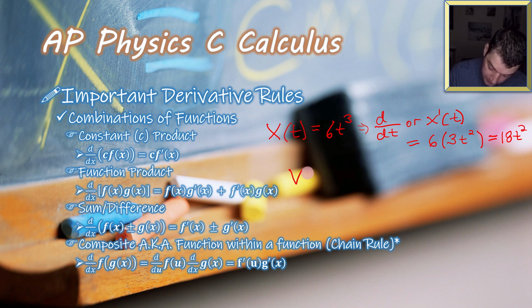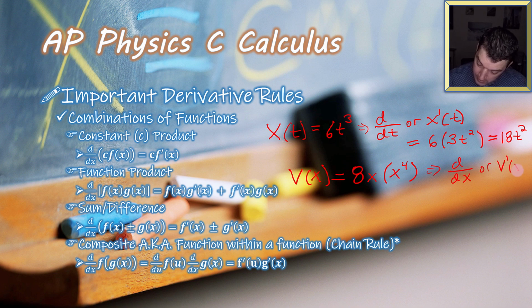Next, let's apply the product rule. Let's say that we have a function v of x that is equal to 8x times x to the fourth. What we see is we're multiplying two functions, one function 8x and the other function x to the fourth. So we take the first function and we want to find the derivative based on that input, or v prime of x. So we take the first function, in this case 8x, multiply it by the derivative of the second function, that's the power rule, 4 times x cubed.